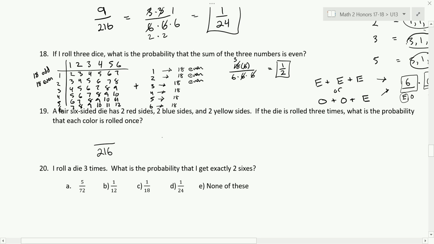The first roll, any of the 6 sides. Okay, so any side can happen on the first one. There's 3 colors, but there's 6 sides, right? So you're saying any side can happen. Okay. Then 4 more. It's only 4 sides that can come up, because if we picked a color like red, that color cannot repeat, so there's only 4 more options, 2 of one, 2 of the other.